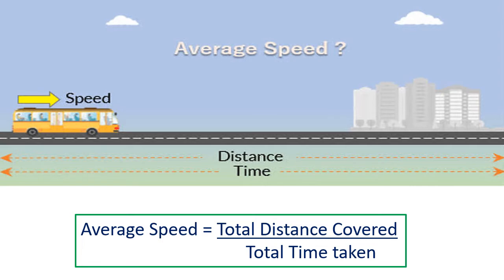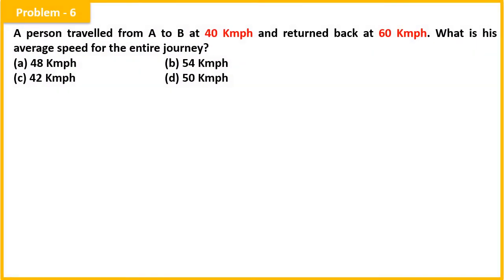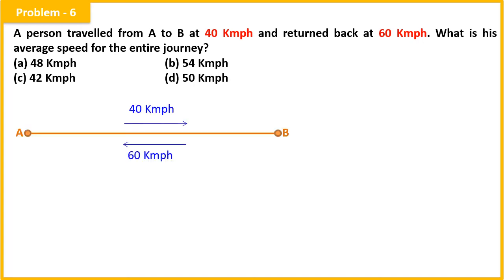Now let us try out one or two numericals based on average speed. Problem number 6. A person traveled from A to B at 40 km per hour and returned back at 60 km per hour. What is his average speed for the entire journey? So there are 2 points A to B. जाते समय उसका स्पीड था 40 और वापस लौटते समय उसका स्पीड था 60. So we need to find out what is the average speed. Please do not take average speed as 40 plus 60 divided by 2. ये गलत है.